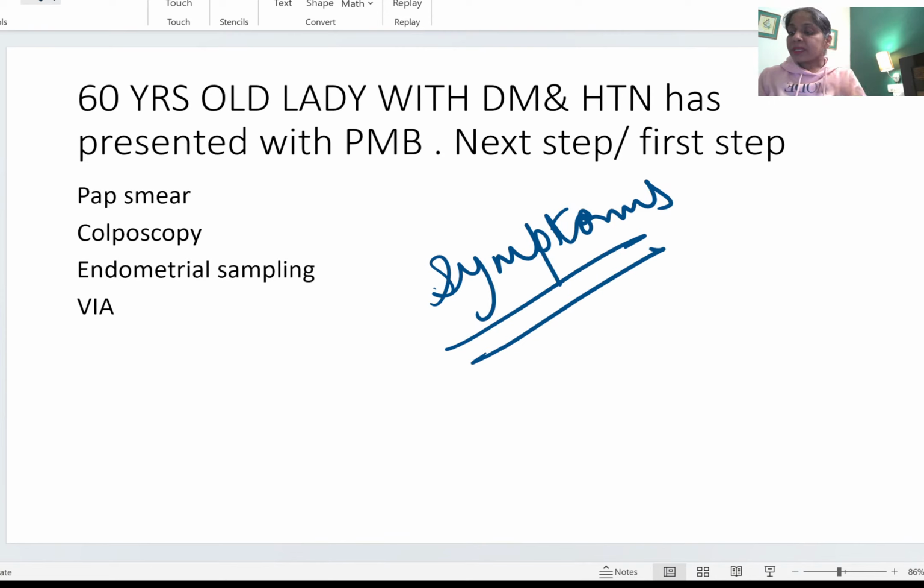Pap smear is a screening test, done when there is no symptom. So here we will do colposcopy. Is it clear?